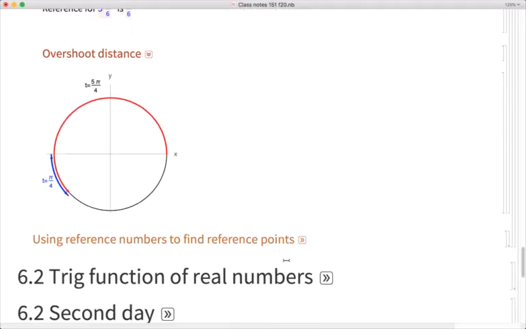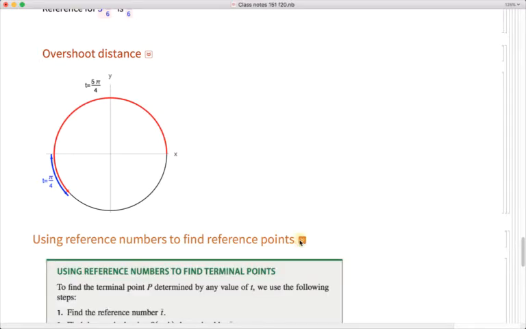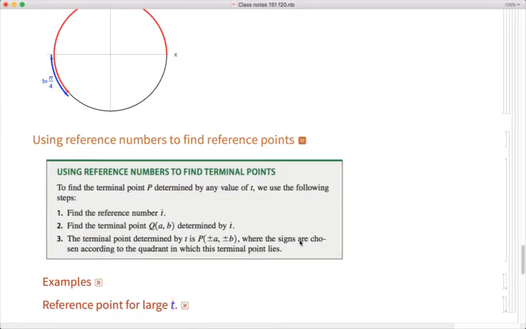Okay, last point for today, but it's pretty short, so I think we're okay. What we're going to do now is use reference numbers to find terminal points. So here is the three-step process. We're going to get some number t, and we want to figure out its terminal point.